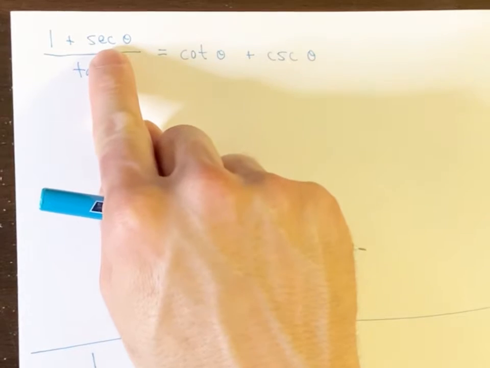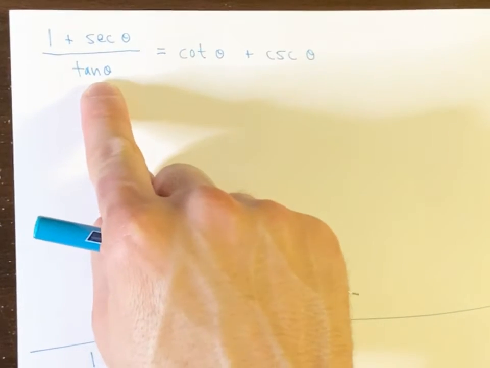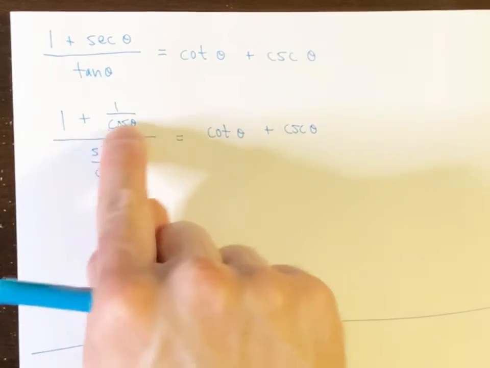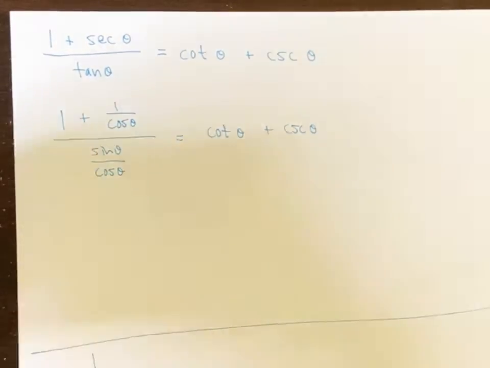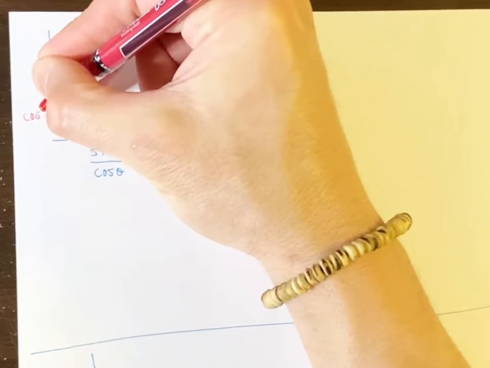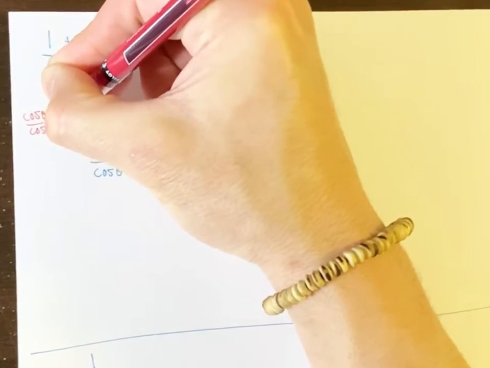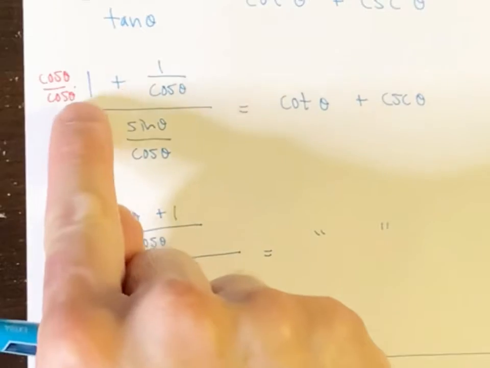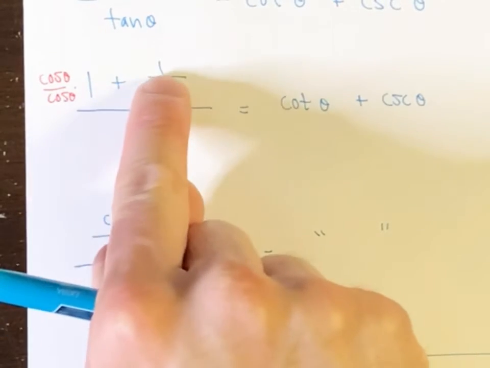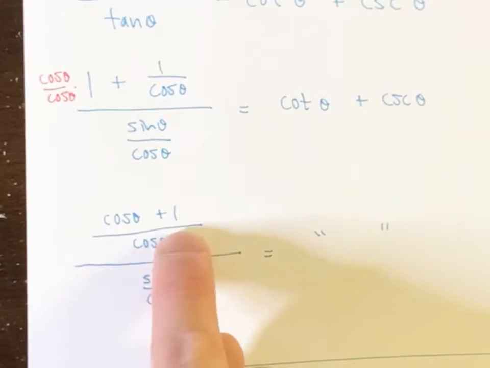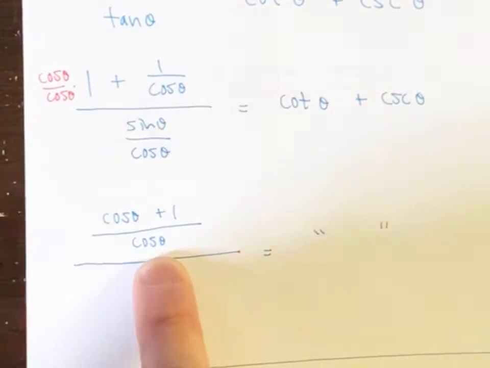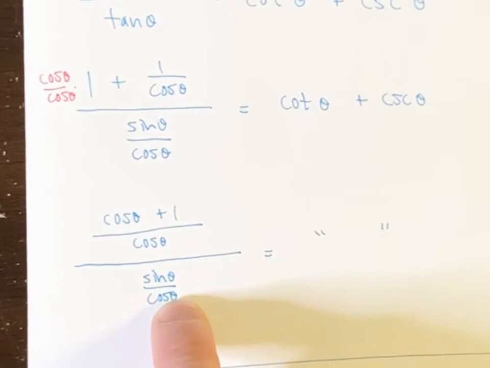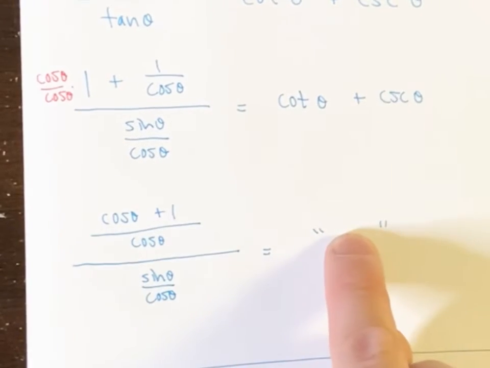So instead of secant, I'm going to go 1 over cosine. Instead of tangent, I'm going to go sine over cosine. And now here, let's get a common denominator. So what I'm going to do is multiply 1 by cosine over cosine, because then we'll have a common denominator. So that's cosine plus 1 over the common denominator, which is just cosine. And then the main denominator is this fraction, copy and paste, equals, that just falls down.